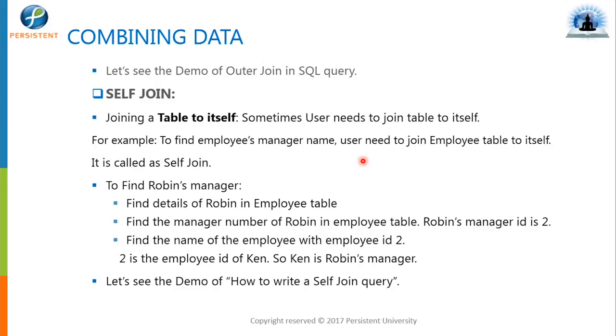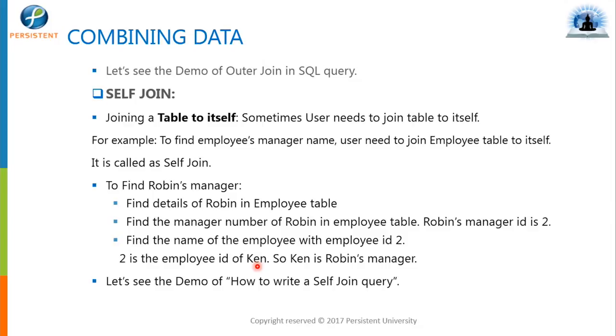For example, to find Robin's manager details, we need to find the details of Robin in the employee table first. So that particular row of Robin we need to find first. Then find the manager number of Robin in the employee table. Suppose Robin's manager ID is 2. Then we need to find the name of the employee with employee ID as 2. Now 2 is the employee ID of Ken. So Ken is Robin's manager.